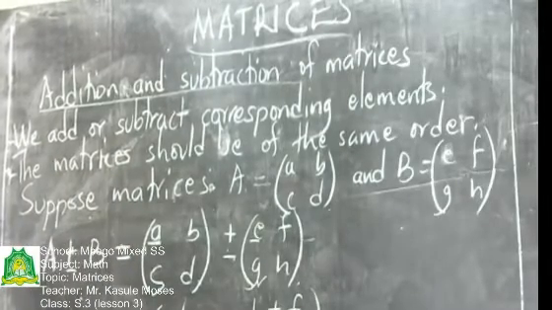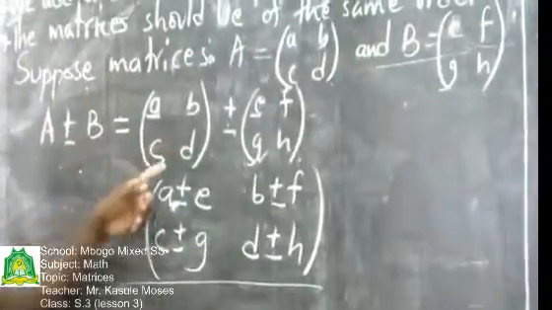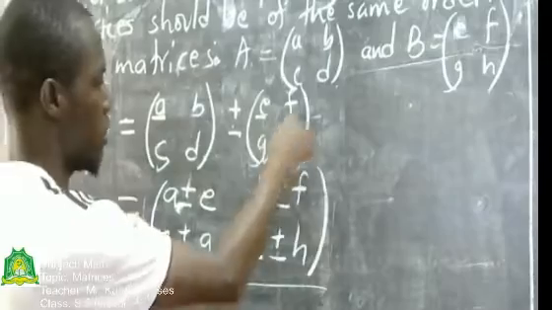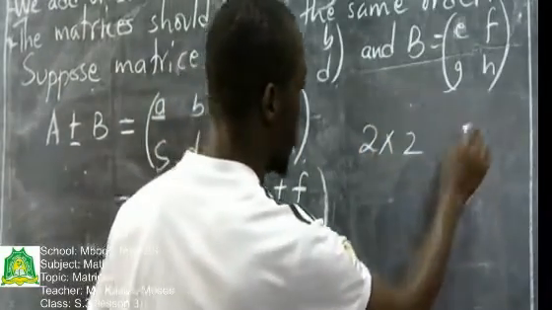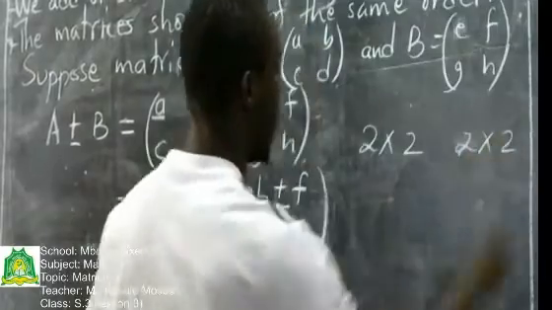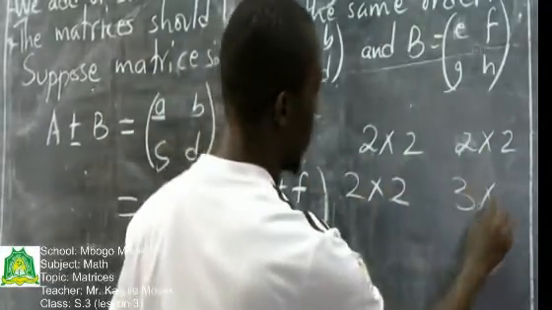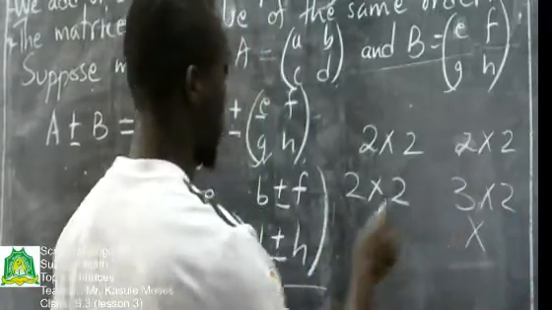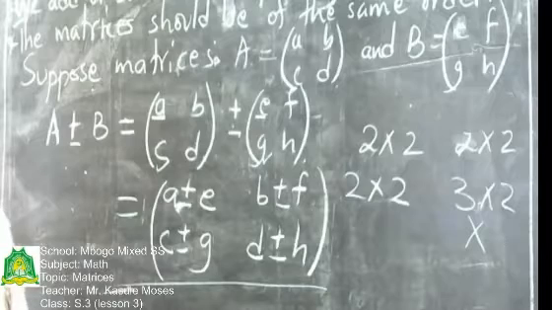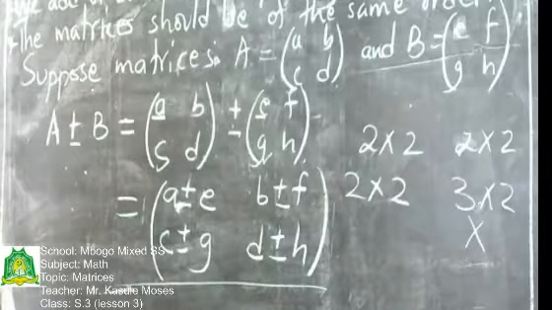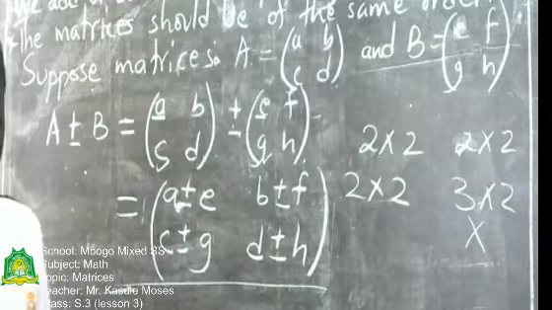Just keep in mind when you are adding, the matrices should be of the same order. This one is 2 by 2, adding to a 2 by 2. You cannot add a 2 by 2 to a 3 by 2. This is impossible because they are not of the same order. So we are going to look at some examples of addition and subtraction of matrices.